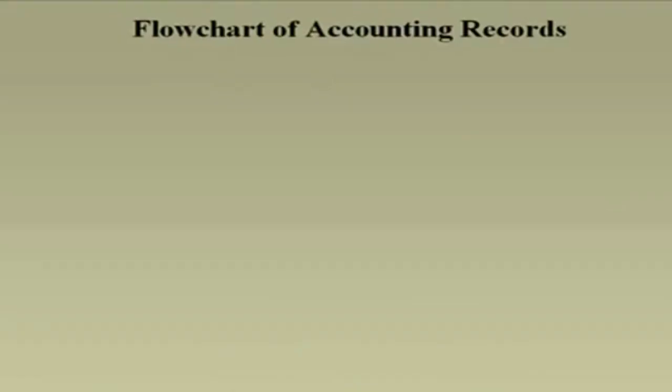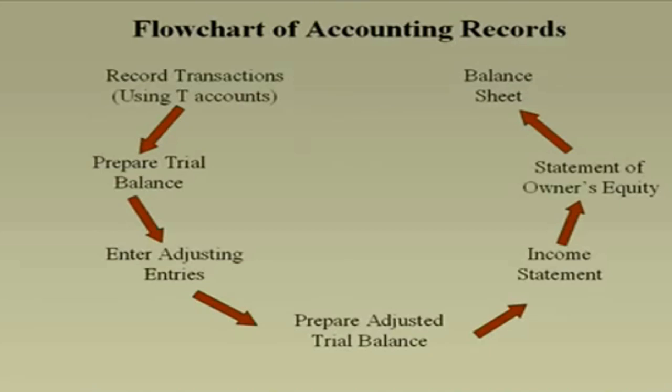So here's a flow chart, repeating what I just told you. Initially, you record transactions using T accounts. Then you do the trial balance. We did that before. Now, after doing the trial balance, you realize that there are certain things you omitted or forgot which should be included. These are called adjusting entries.